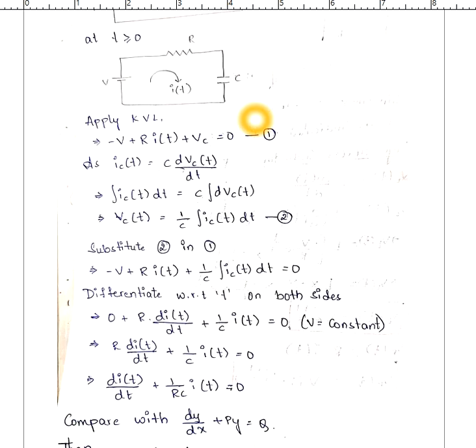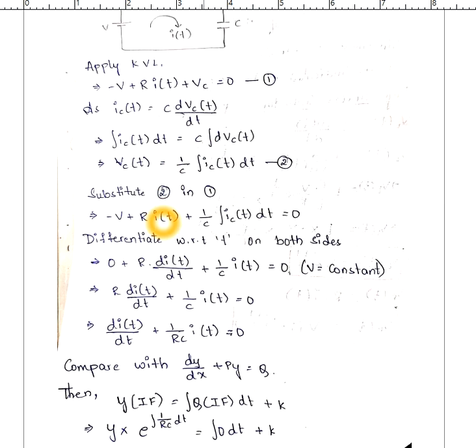Again we are going to apply KVL. So what is the KVL equation? It is minus V plus R into I of t plus Vc is equal to 0. And we all know Ic of t is equal to C into dVc by dt, right? So when you use that and integrate on both sides, you will be getting Vc of t is equal to 1 by C integral Ic of t dt.